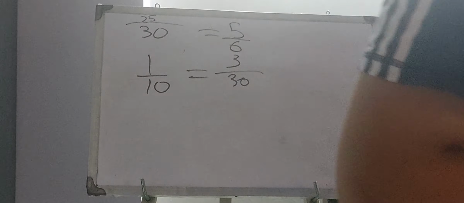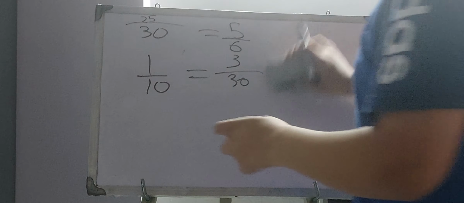Then it asks for the smallest. The smallest comes with 1 by 10. 1 by 10 is equal to how much? 3 over 30. So that's a very simple concept. We have done the whole of page number 15, so now we will continue with the next page.